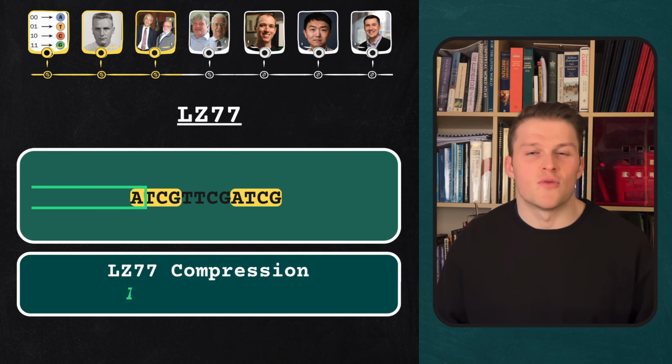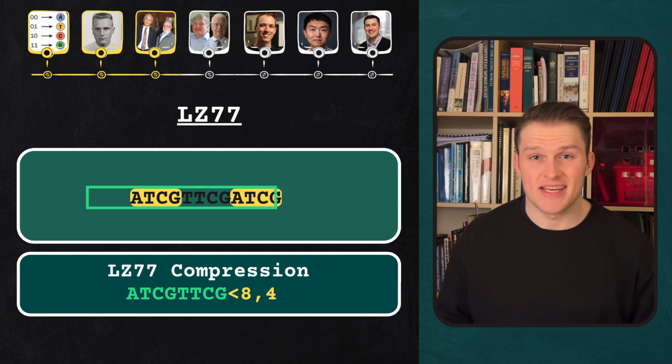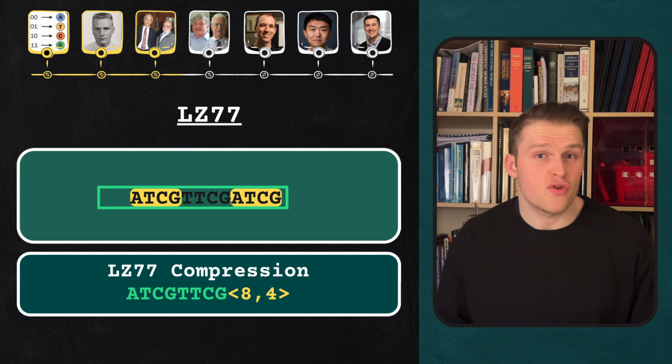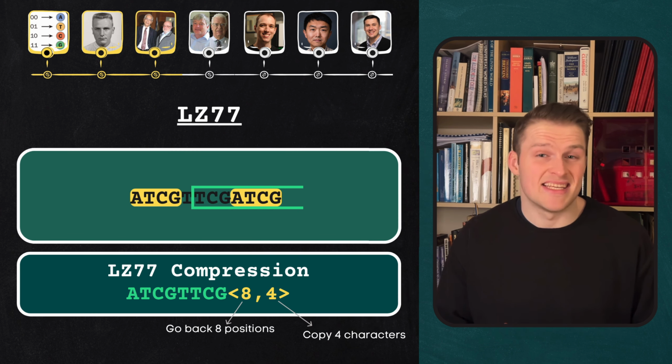Let's look at an example of how the Lempel-Ziv algorithm compresses the following sequence. We start by reading characters one by one, adding them to the output. When we've reached the second repeat, the algorithm recognizes it, and instead of storing the final repeat again, the algorithm replaces it with a simple instruction: go back 8 positions and copy 4 characters. These two numbers take up much less space than storing the sequence again.